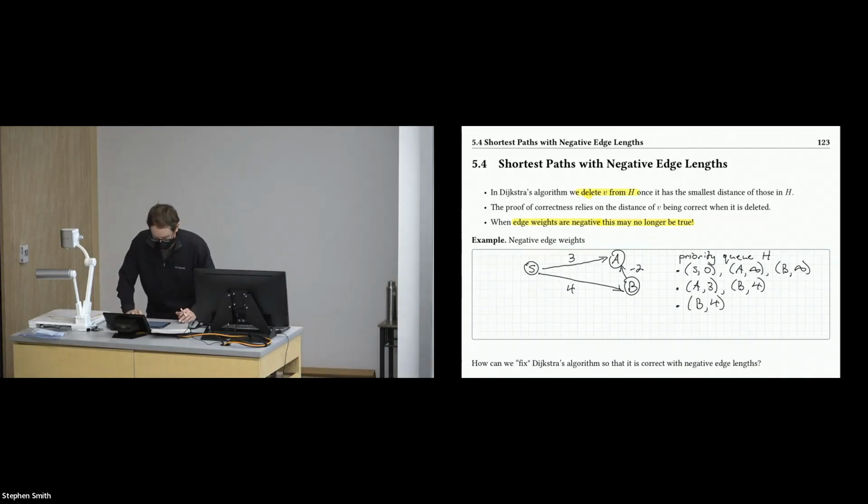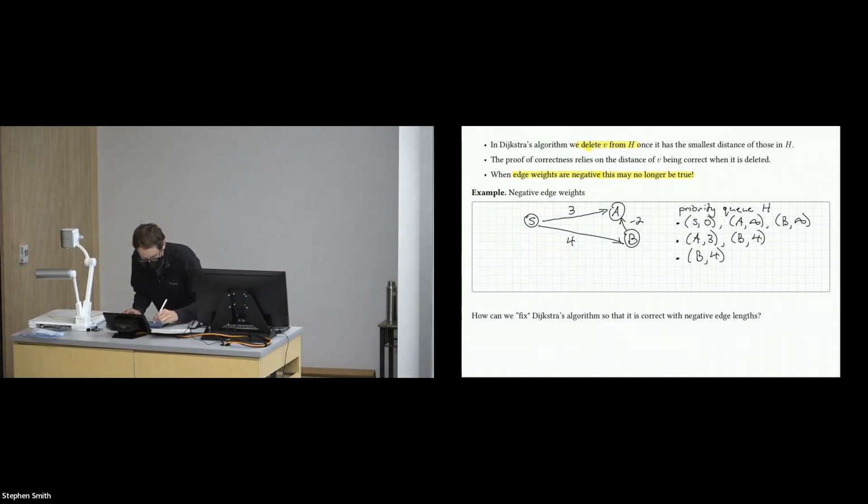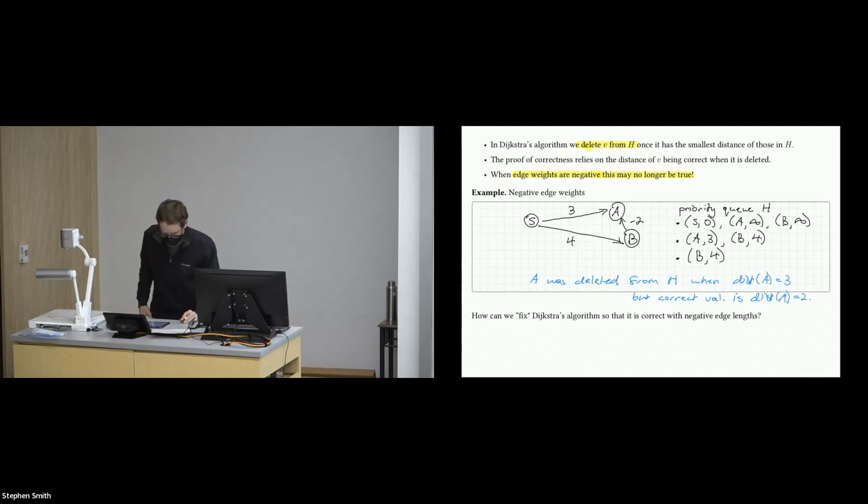So I'll just write here: A was deleted from H when dist A equaled 3. A correct value is dist A equals 2.